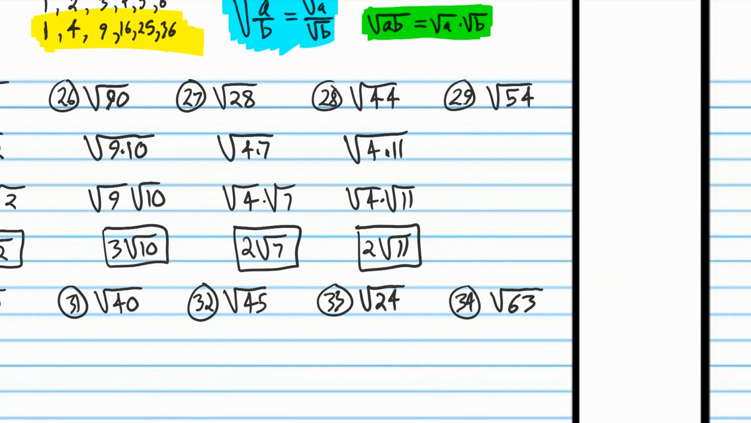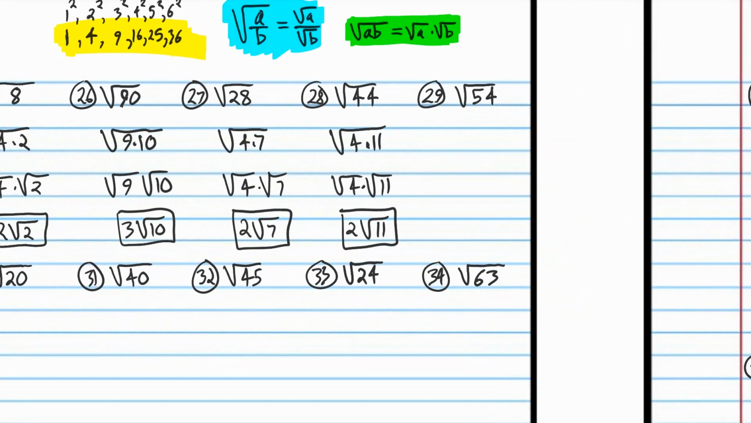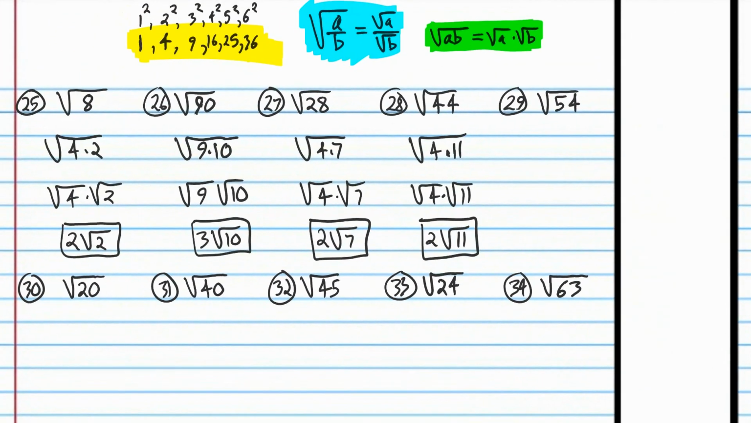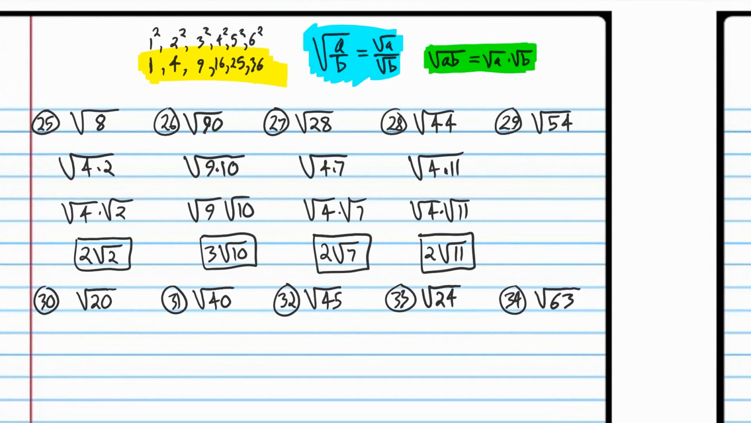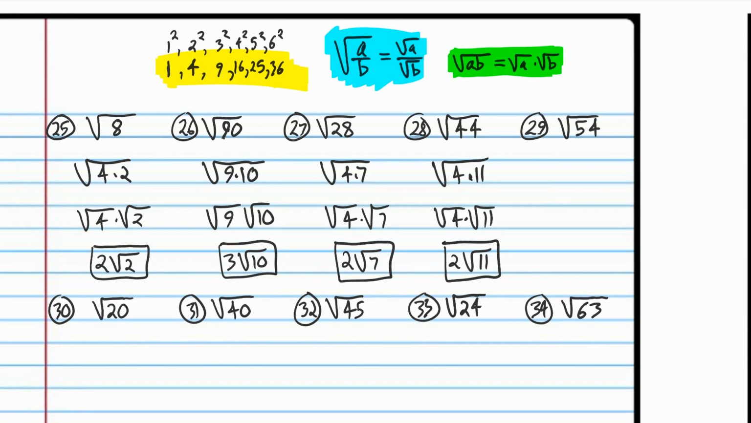All right, so for 54, there's quite a few ways to factor 54. So see if you can pull out a perfect square. Again, we're looking for one of these yellow numbers. So try number 29, and when you come back, we'll do it together. All right, we're back.